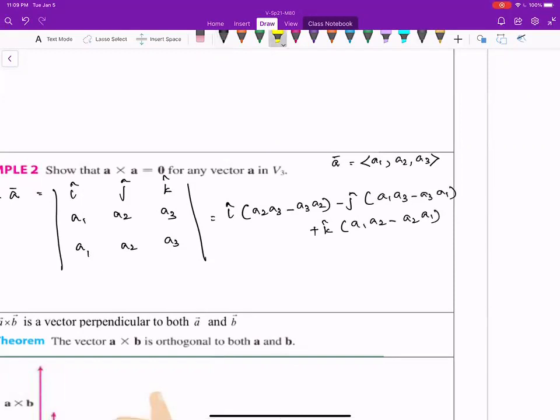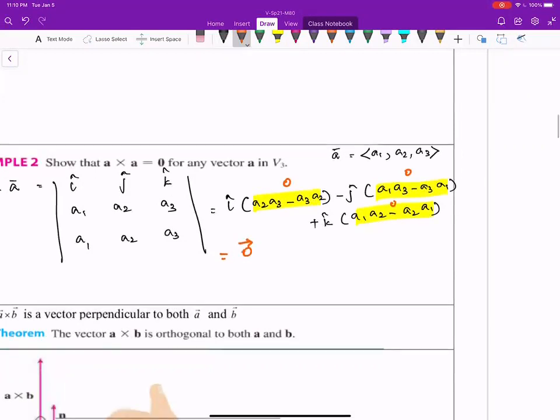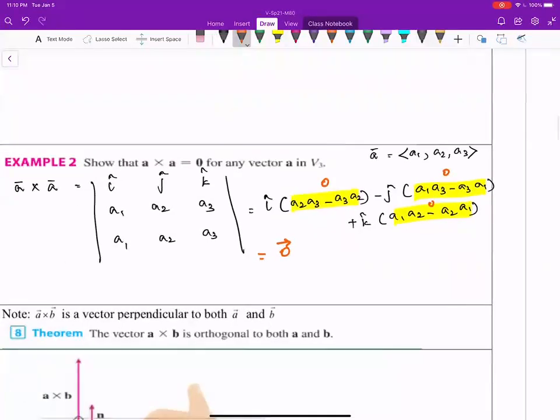We notice that every component here is 0. They are equal and opposite of each other. So each one is 0. We get 0i plus 0j plus 0k. So that will be equal to the vector 0. So A cross A has to be 0, or cross product of any vector with itself will become 0.